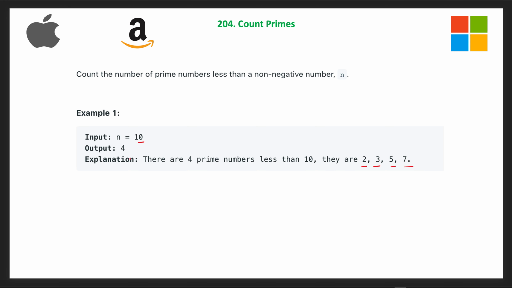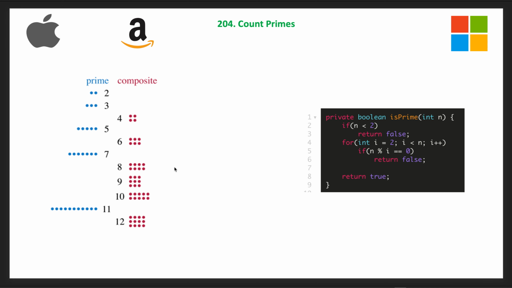A prime number is a natural number which is greater than 1 and is not the product of any two natural numbers which are less than that number. So 2, 3, 5, 7, 11 are prime numbers, and the rest which are not prime are called composite numbers.